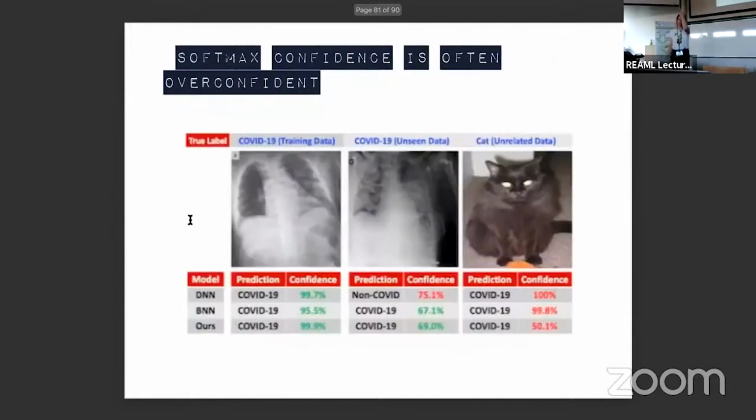So why is this a problem? There was this image which I liked a lot, showing that softmax confidence is often overconfident. People have trained a network to identify COVID-19 in a picture of the lung. And then you put in a picture of the lung, and it says it doesn't have COVID or it does have COVID. And if you insert the picture of a cat, it says with near 100% confidence that the cat has COVID? I don't know. So maybe, but that's definitely not what it's supposed to do, right?